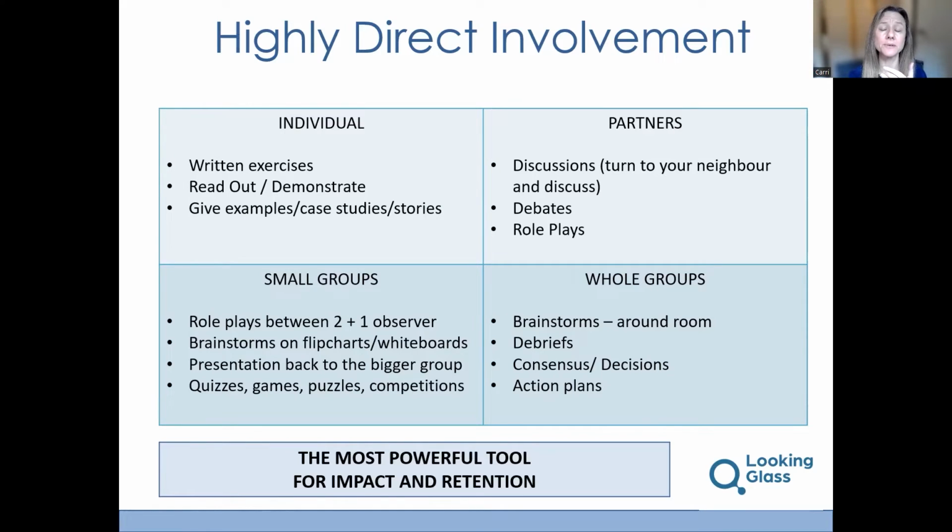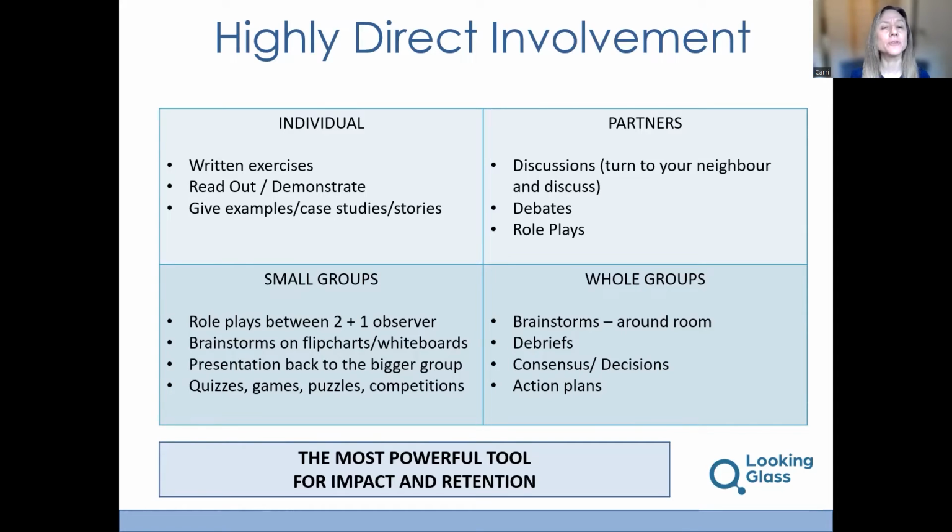So higher risk, it can more easily get out of hand if you've got 3 or 4 or 5 small groups around a room in a live session, and you're having to go around and keep each one on track and give input and guide them and support them and answer questions as you go. It's a trickier thing to do.